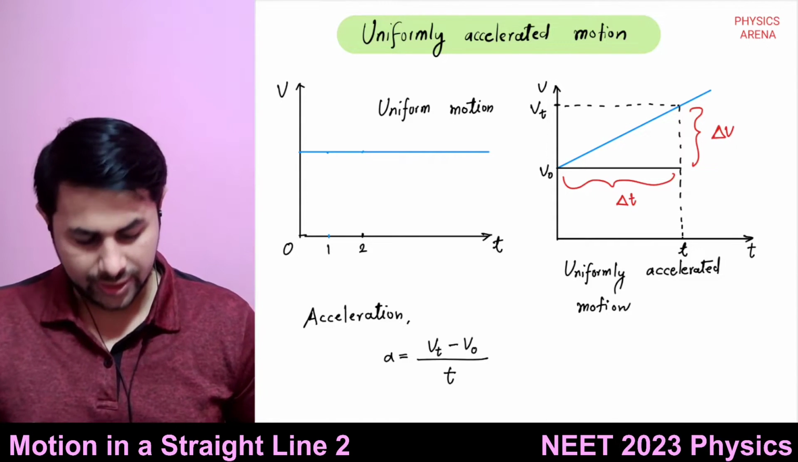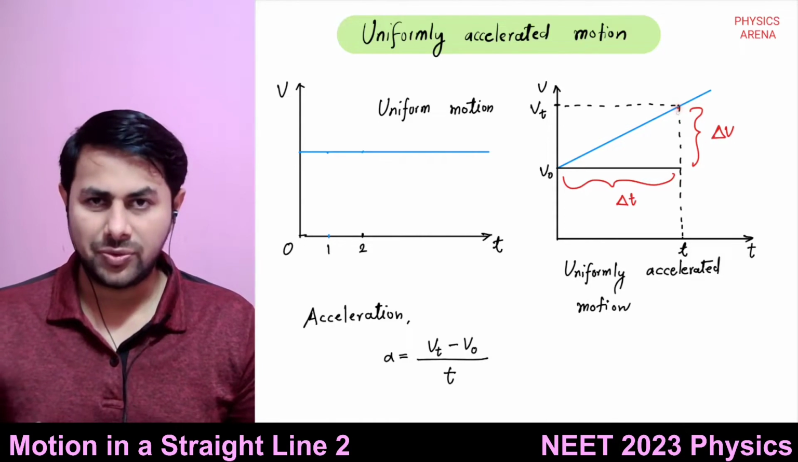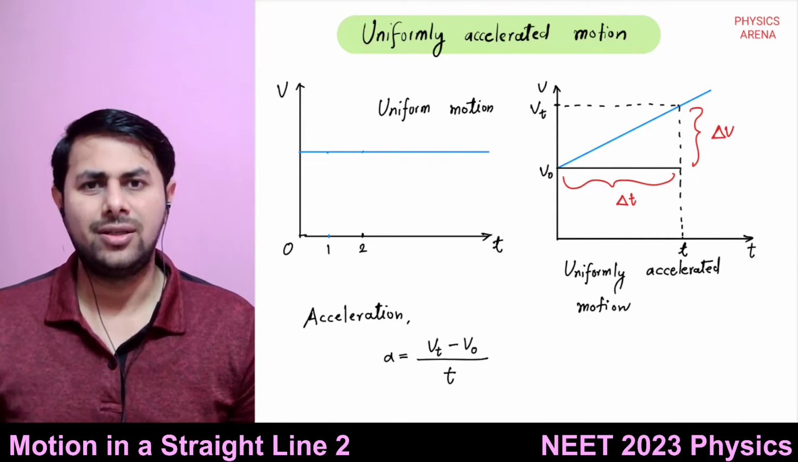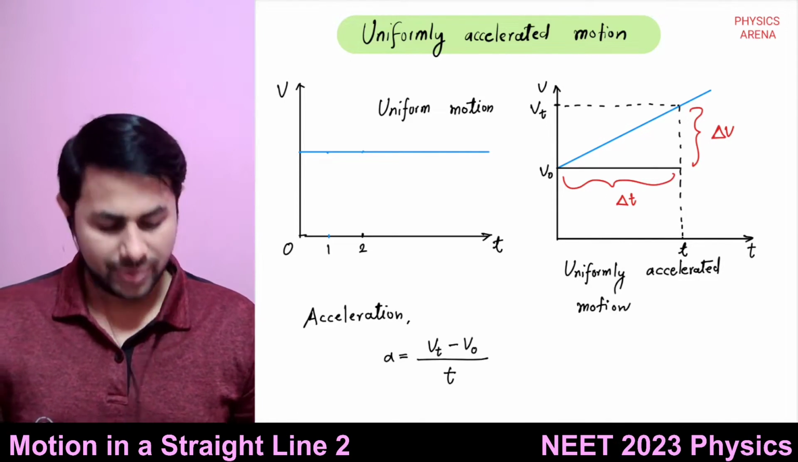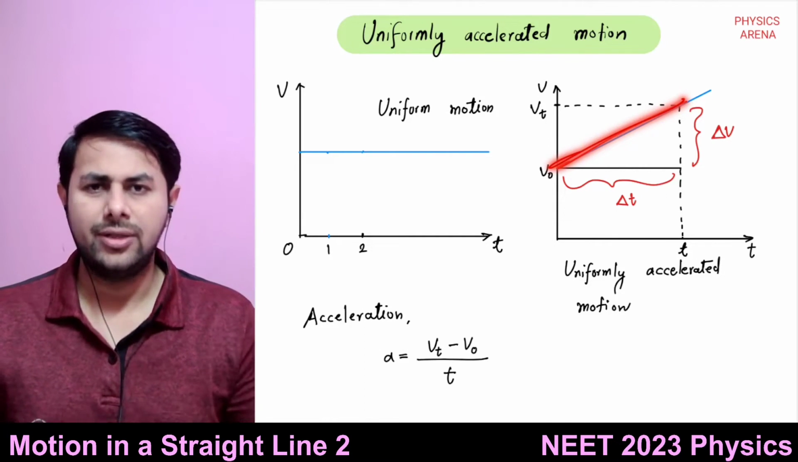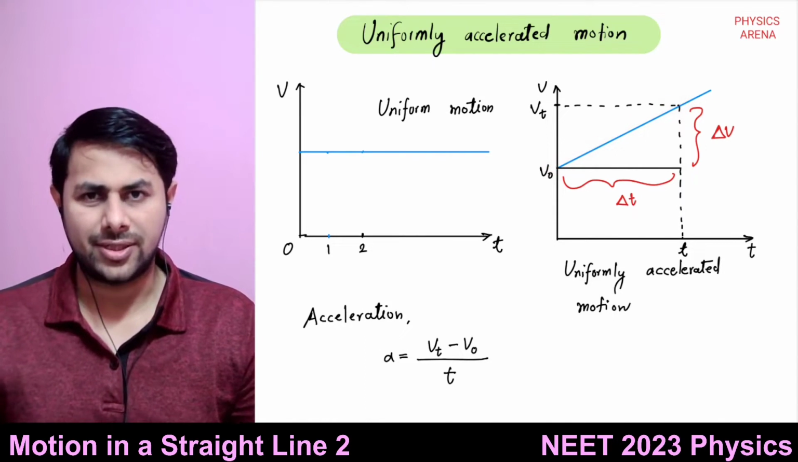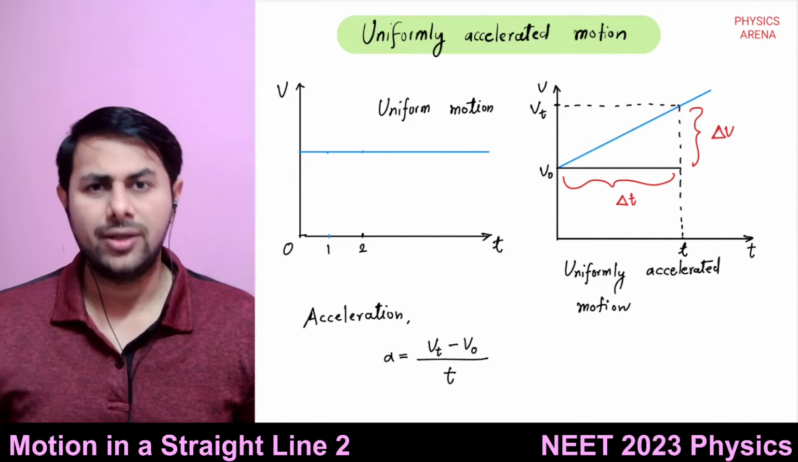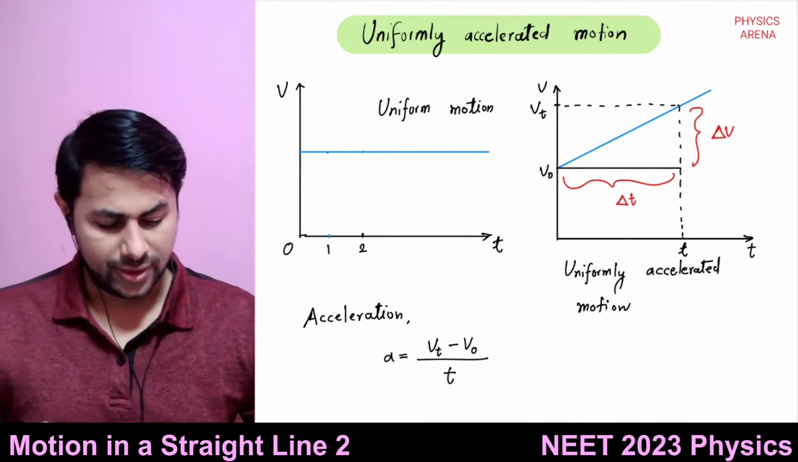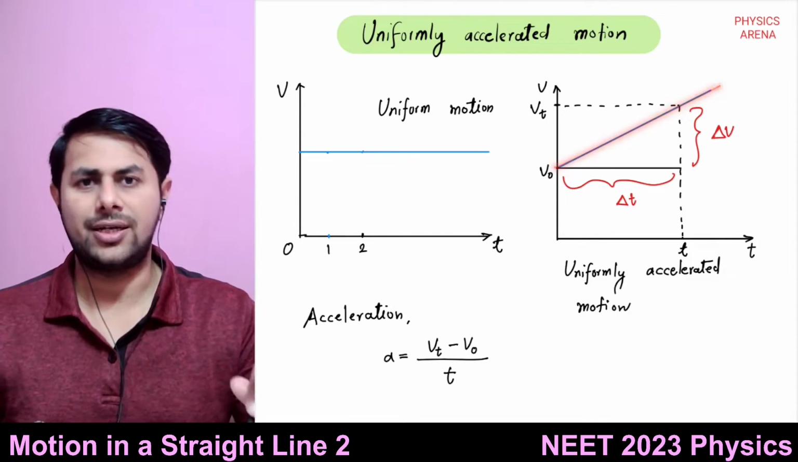So you can say this is v2 minus v1 divided by t2 minus t1. That's how we find the slope, right? So the slope of this line gives me the acceleration, the average acceleration. But since the velocity is increasing uniformly, the acceleration is constant. That's why we are getting this straight line over here.